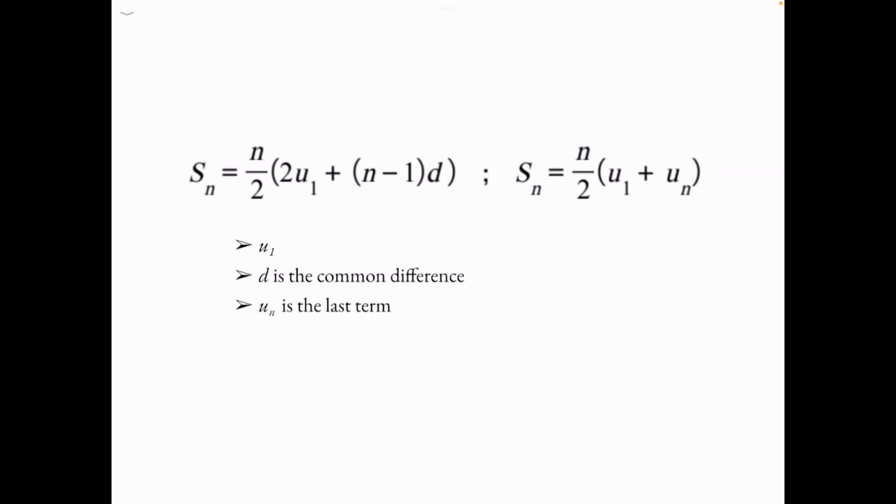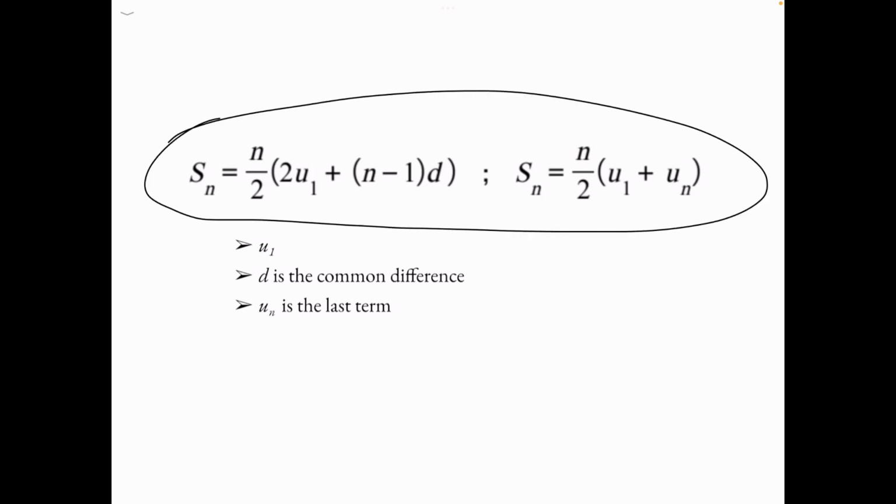An arithmetic series is the sum of terms in an arithmetic sequence. This is expressed by the following formula. U1 is the first term, D is the common difference, and UN is the last term.